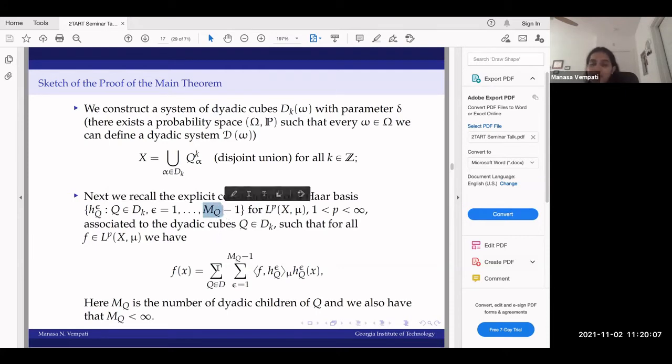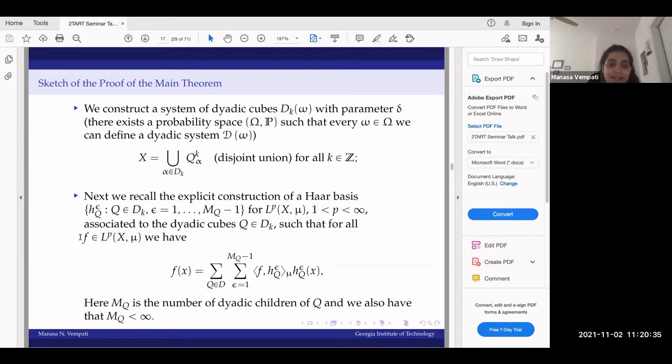Now this m_Q is the number of dyadic children of Q. If we are dealing with a traditional Euclidean setting, so if we are dealing with R, we have two children: the right interval and the left interval. And in the setting of a space of homogeneous type, similarly, we have m_Q children. By the works of Lacey and others, we observed that this m_Q is finite, and we use that for our decomposition in our paper.